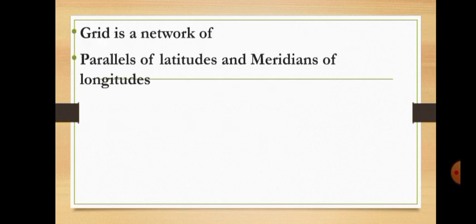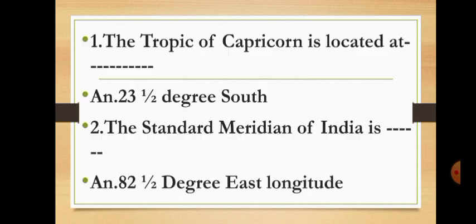Grid is a network of parallels of latitude and meridians of longitude. Together it is called grid. Grid is a network of parallels of latitude and meridians of longitude.